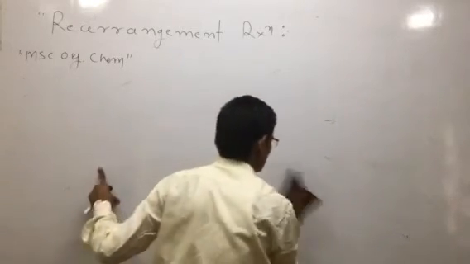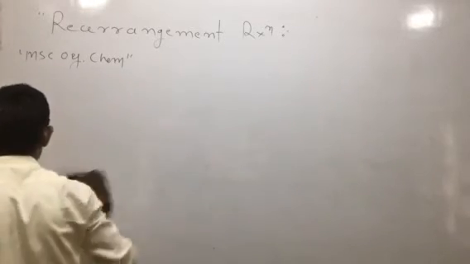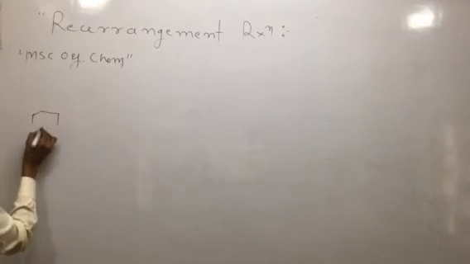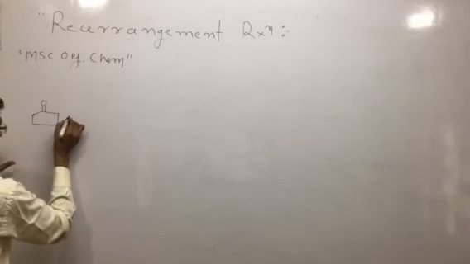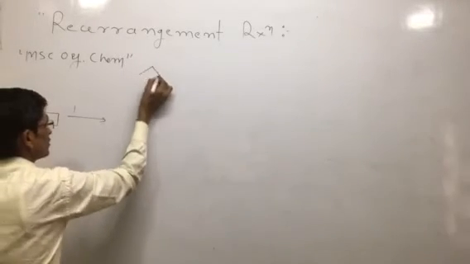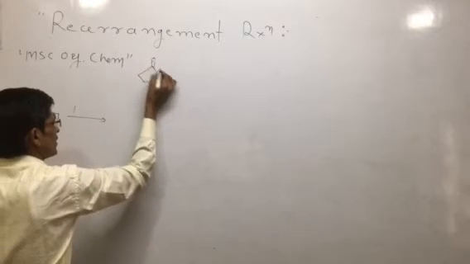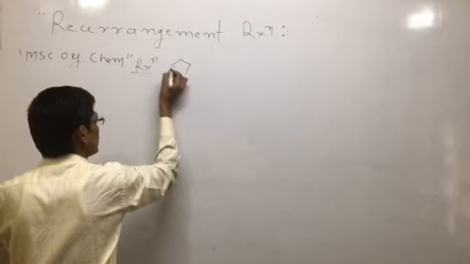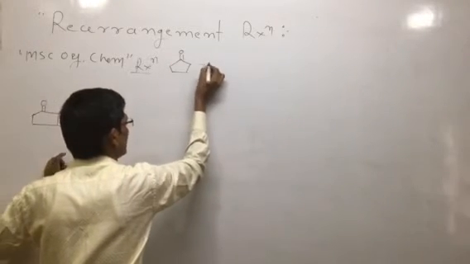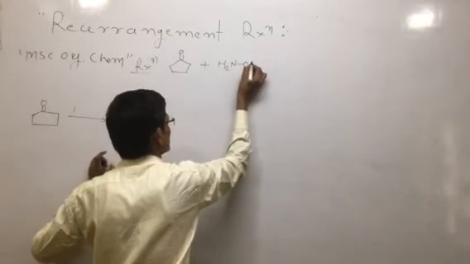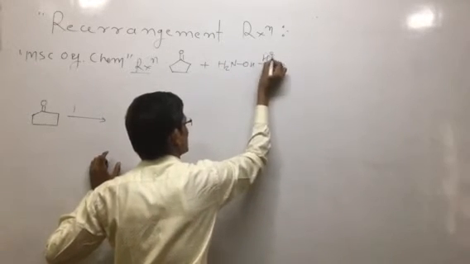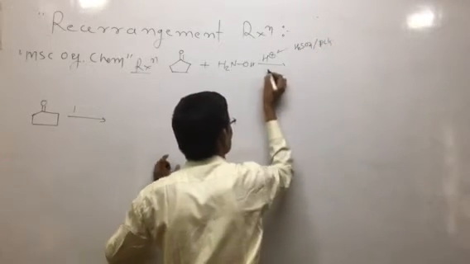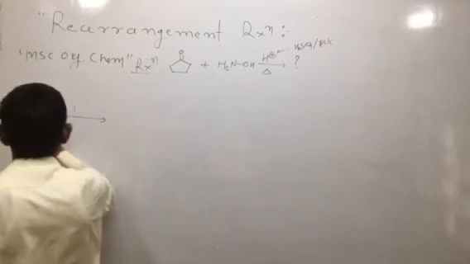What happens in the Beckmann rearrangement? If we have the starting reactant molecule, a cyclic ketone, for example cyclohexanone, it is reacted with hydroxylamine, NH2OH, in presence of acidic condition, that is H2SO4, or we can take phosphorus pentachloride. So what is the product?